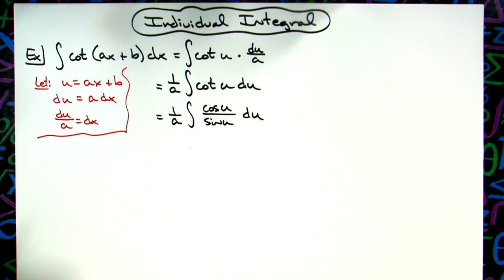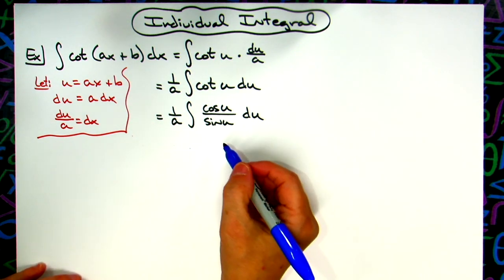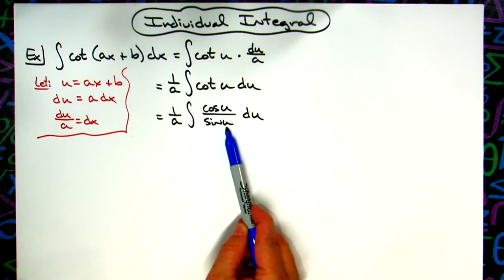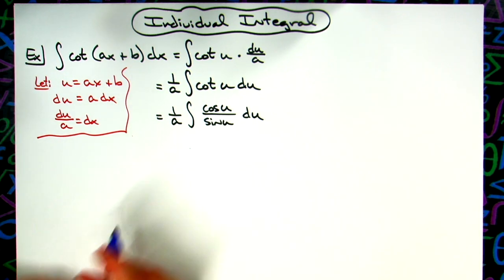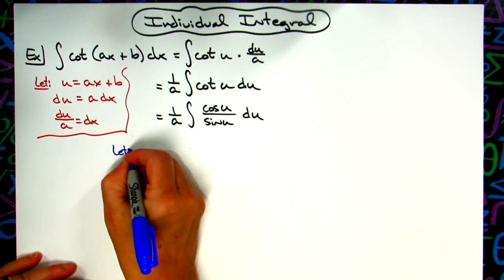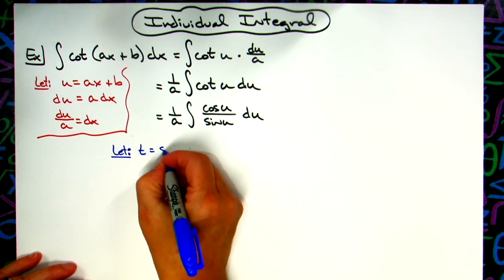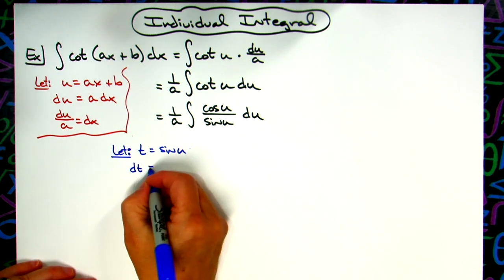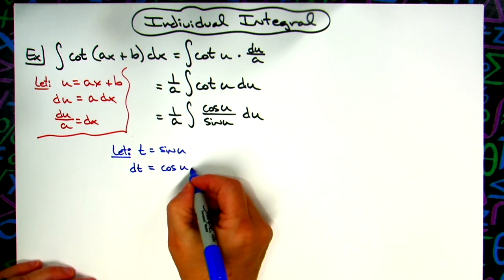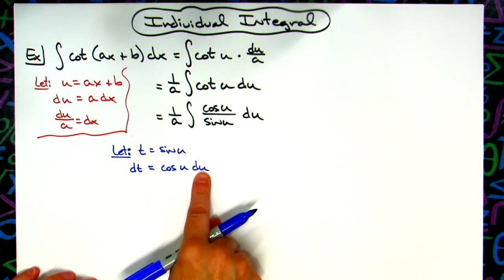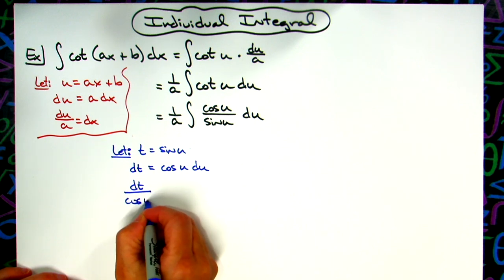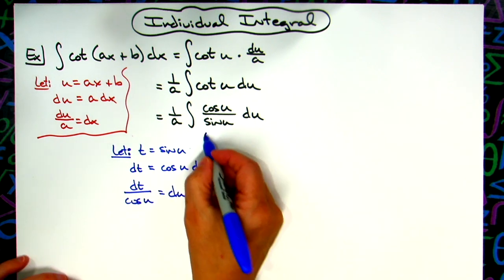All right, now at this point, I'm going to pick another variable. We're going to go with a t. We're going to do a second substitution. I'm going to let my t be sine u, because the derivative of sine is cosine. That's going to allow things to cross out. So we're going to let our t equal sine u. I'm going to take the derivative of both sides. I'm going to have a dt is equal to a cosine u du. And I'm going to go ahead and solve all the way down for that du. So I'll have a dt over a cosine u is equal to my du.